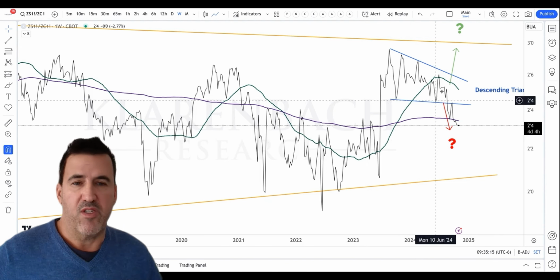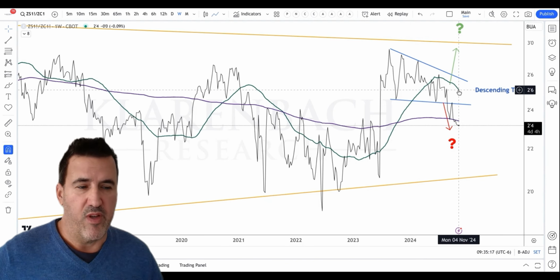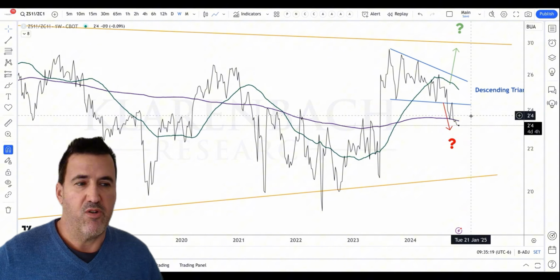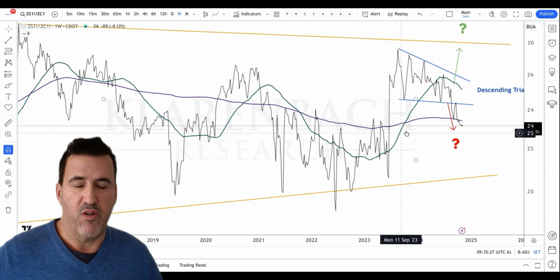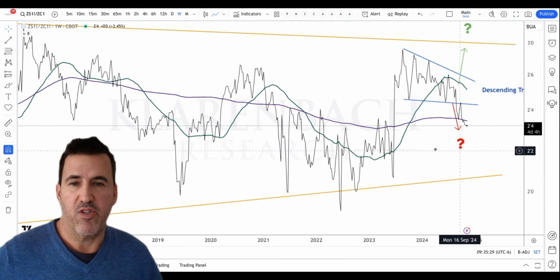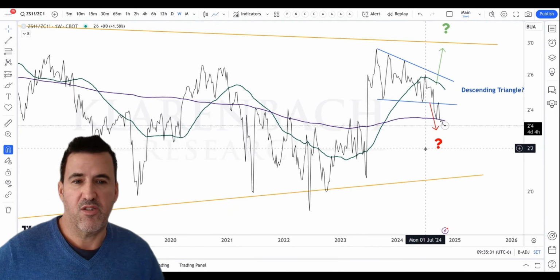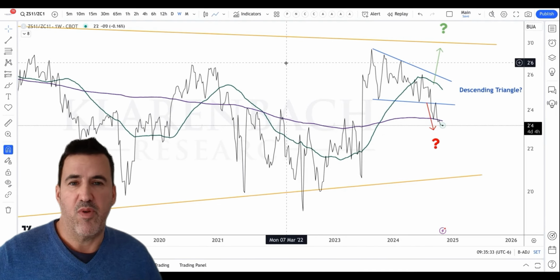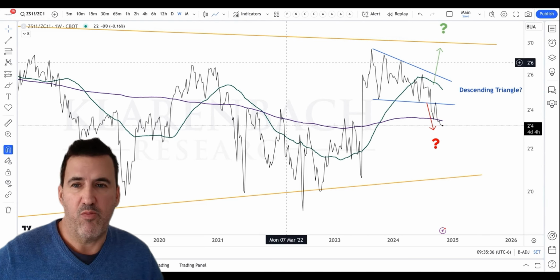Now, we do have this descending 50-week moving average above the 200. So I do happen to think we'll maybe get a relief rally in this ratio here, but overall the trend appears like it's going lower, and that's what the chart's telling us. It's telling us to anticipate that corn prices will outperform soybeans on a relative basis.